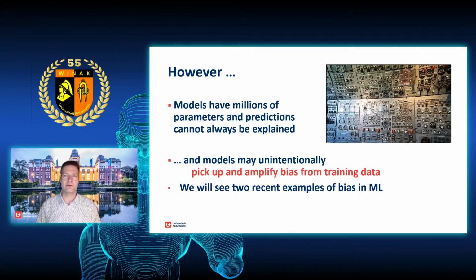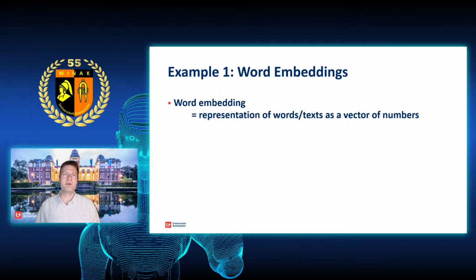I will illustrate this with two recent examples of bias in machine learning. Because actually, when we started doing research in this area more than 10 years ago, people were saying, okay, this might be the case, but we don't believe that this is really such a big problem. But in the meantime, many examples have emerged, and I will illustrate two of them.